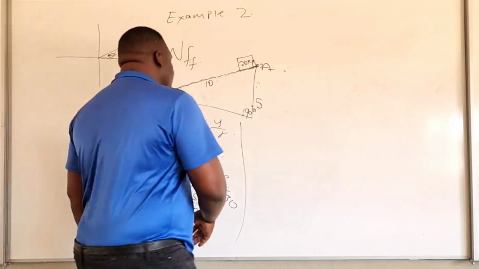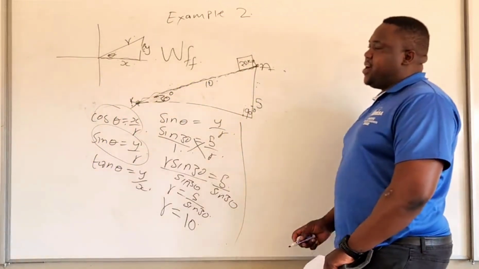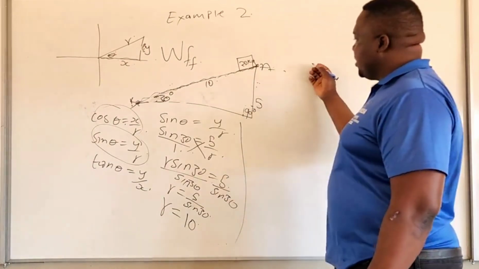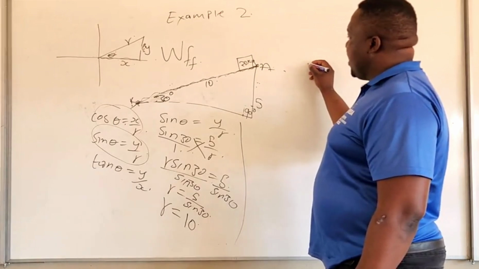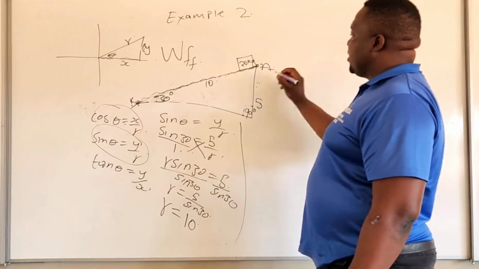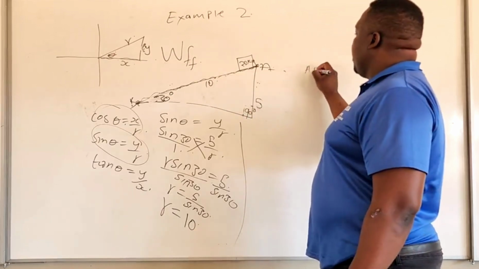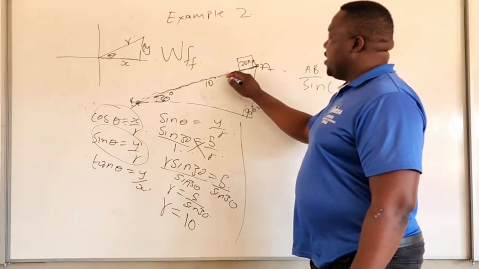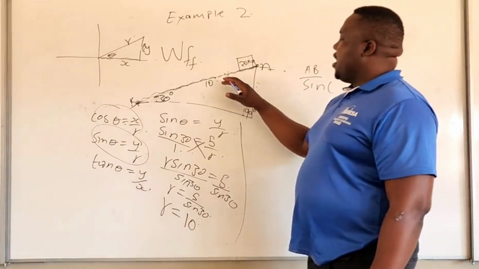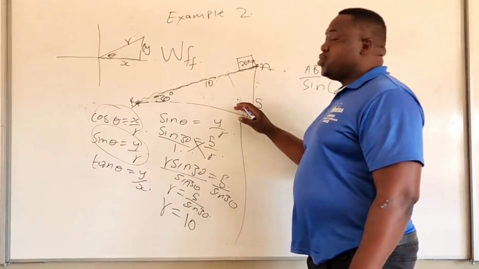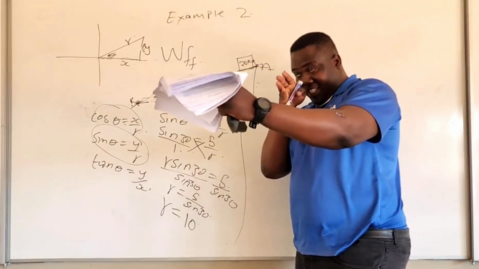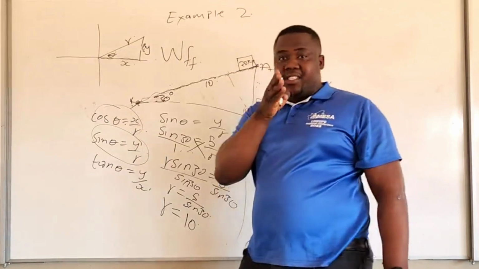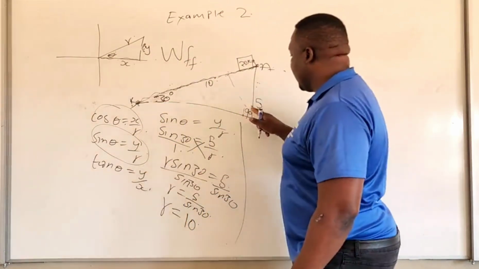Some people do not use this. They use the sine rule. You remember the sine rule? You can say that the distance AB divided by sine of the angle which is opposing the side which you are looking for. To oppose is to look at each other, to face each other. So this angle is facing this side.